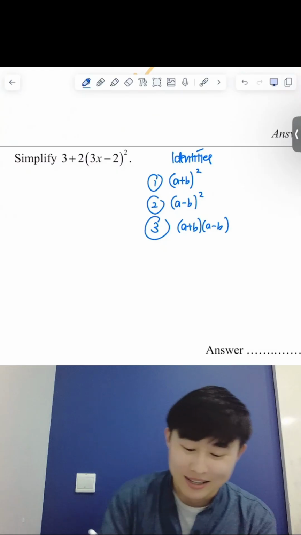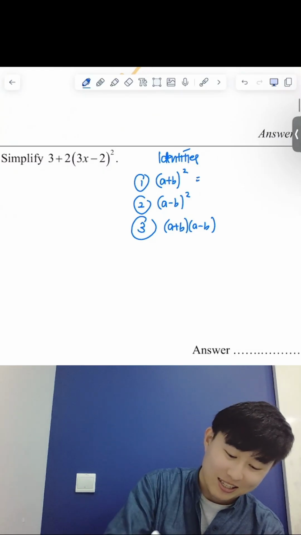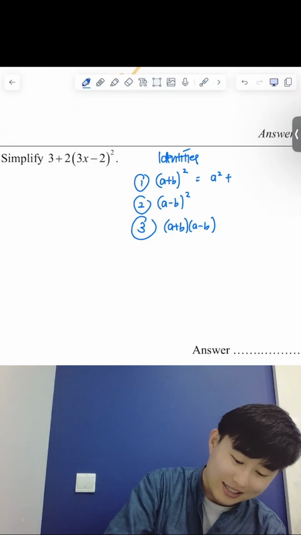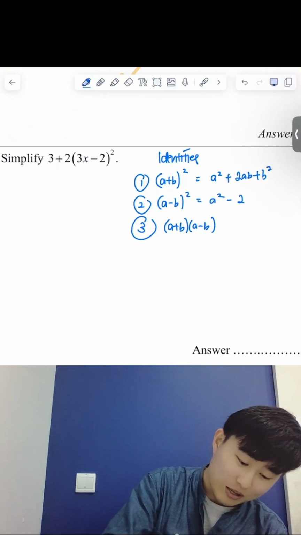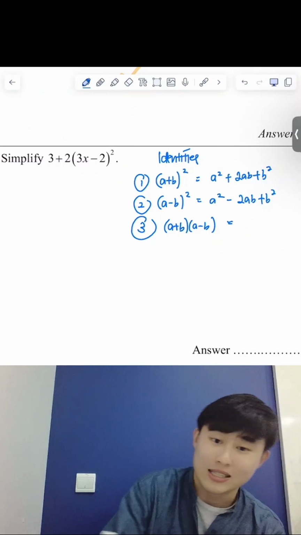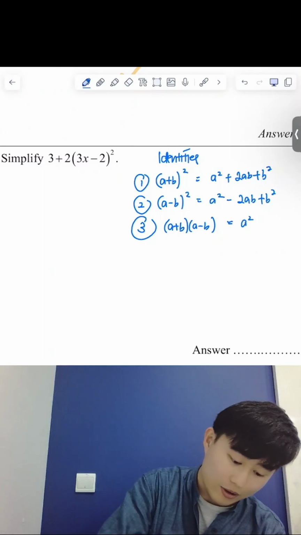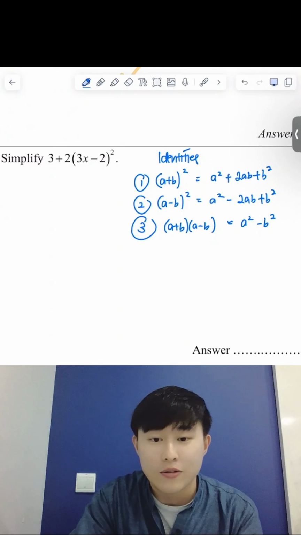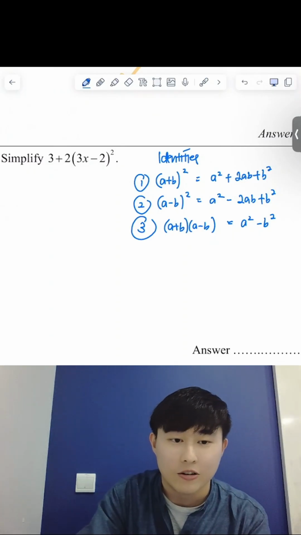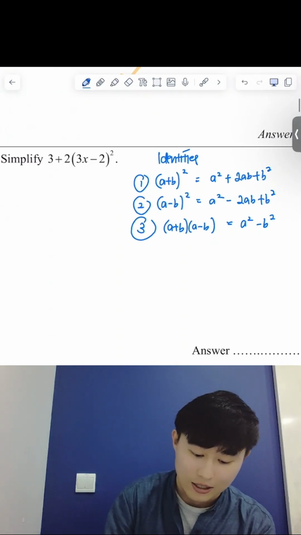Special product, yes, very good. So this is a squared plus 2ab plus b squared. This is a squared minus 2ab plus b squared. Then the last one is a bit more special. This is your a squared minus b squared. Very good. If you take a look at the question itself, you realize that actually one of them is my identities.